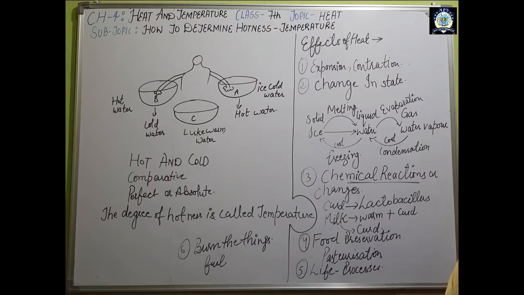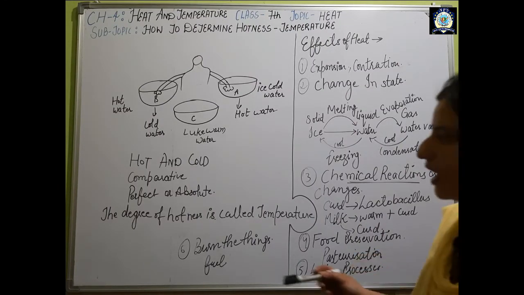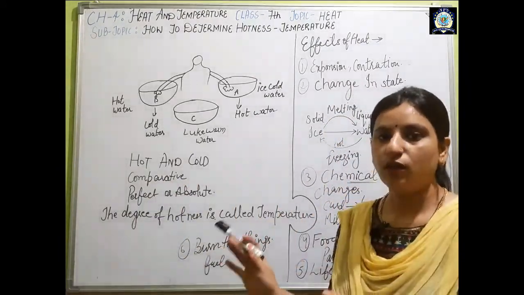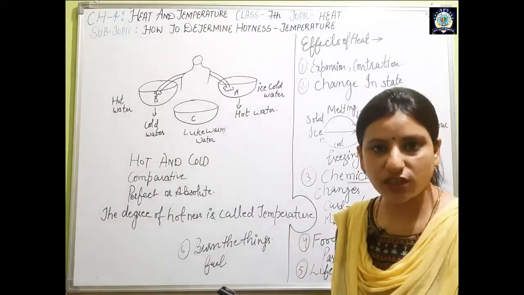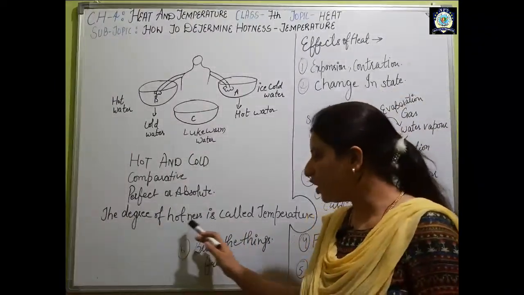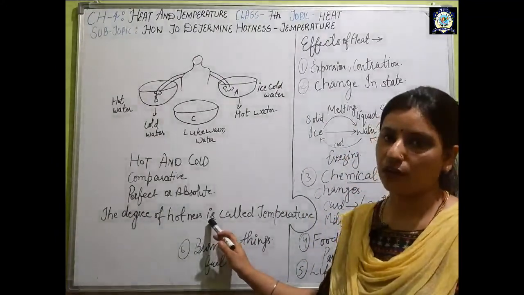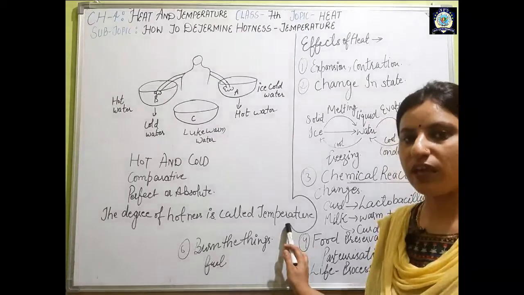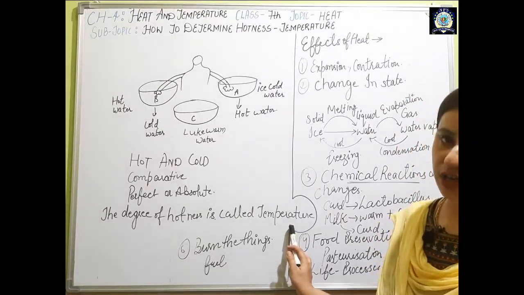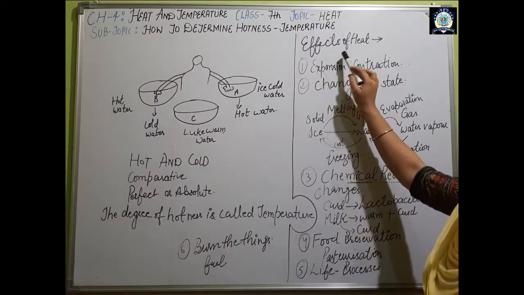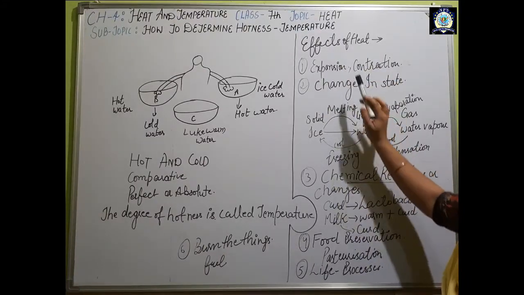So let's recap very quickly the things we have learned today. We have learned that hot and cold are only comparative to each other. They are not absolute, because the degree of hotness is calculated with the help of temperature. Once we know the temperature, we can know the degrees of hotness and coolness of things. So the effects of heat are as follows.